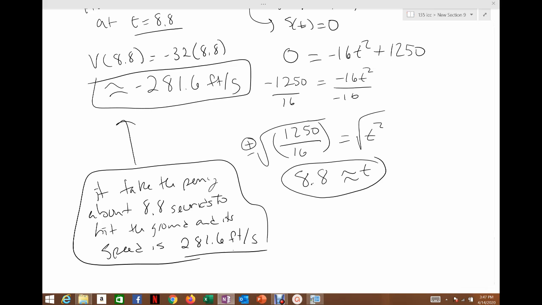Again, in reality, will it be going that fast? Probably not, because there'll be some wind resistance and some friction, and that'll slow it down a little bit. But suppose there wasn't any of those things. It was in a vacuum. It's just simply dropping. Well, it'll take about 8.8 seconds to drop 1,250 feet, and it should be traveling around 281.6 feet per second.